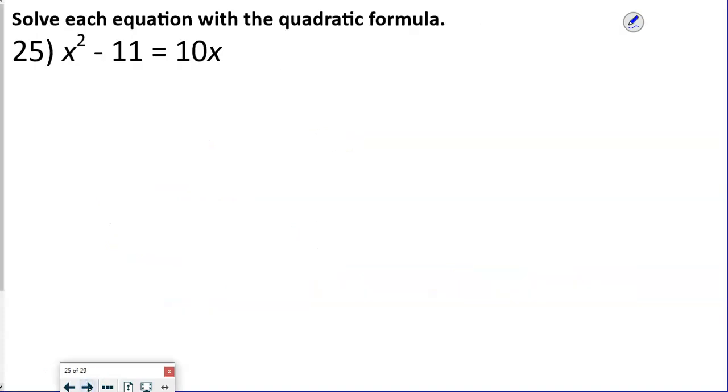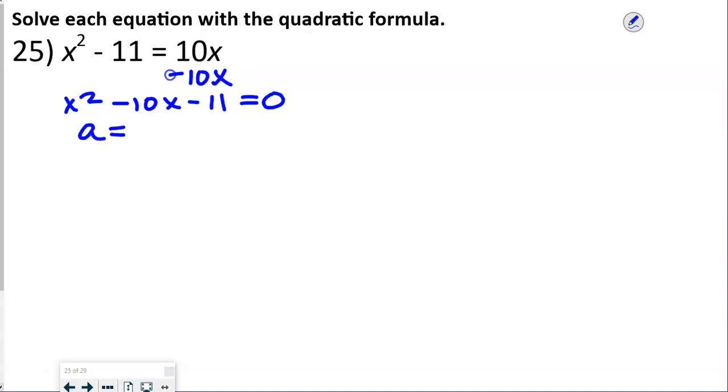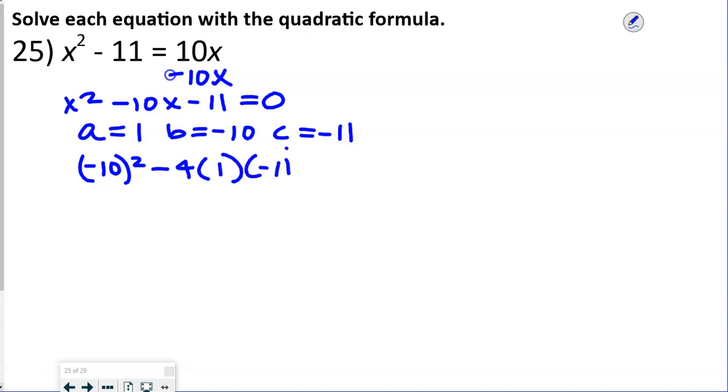All right, so our next one is solving these with the quadratic formula. So here again, we got to move this 10x to the other side. So we're going to do x squared minus 10x minus 11 equals 0. We're going to pull our a, which is 1, our b, which is negative 10, and our c, which is negative 11. We're going to put these in the discriminant first, because that's easier. Okay, so we're going to do negative 10 squared minus 4, that's our a and our c, okay? So that's going to be 100. When I multiply a negative times a negative, I get a positive, right? So that's going to be plus 44. That's going to be 144, y'all.